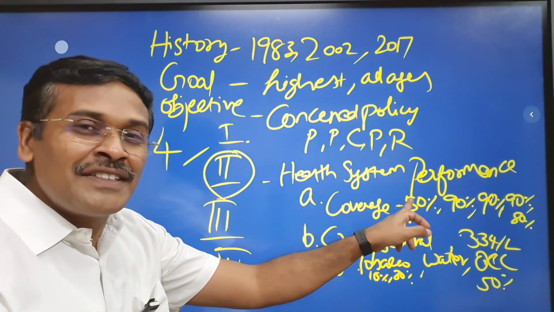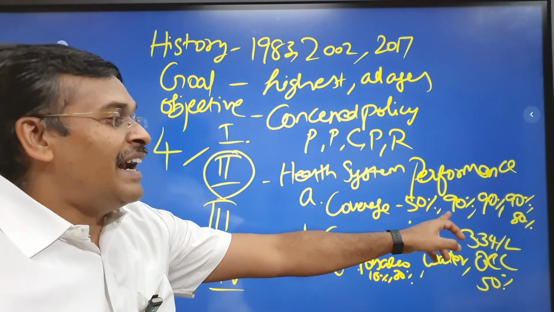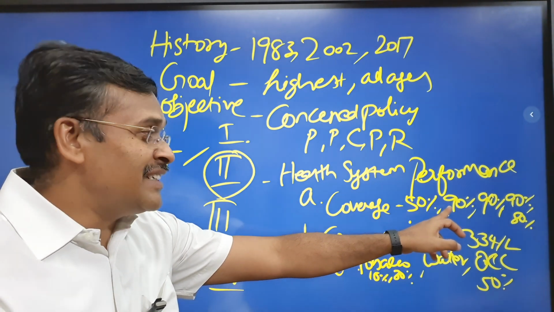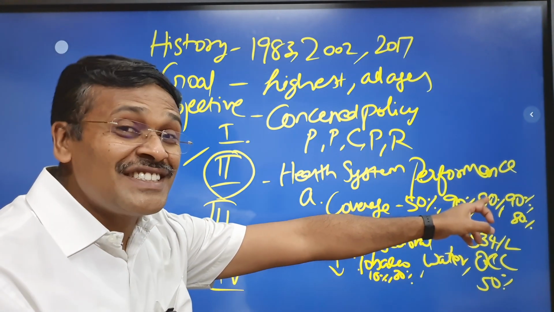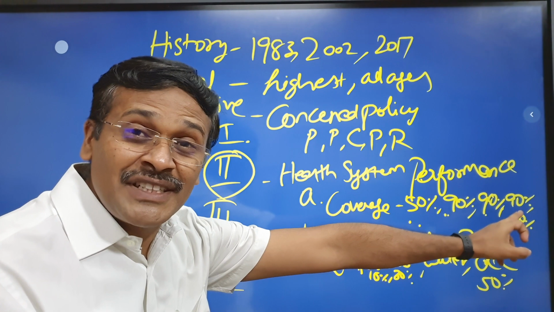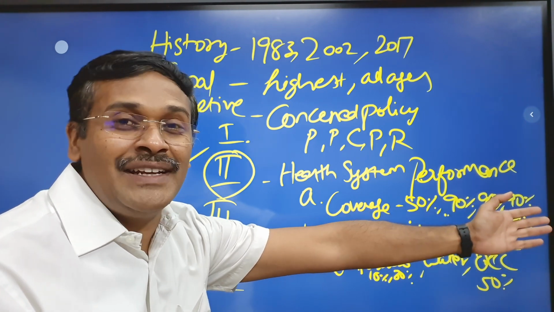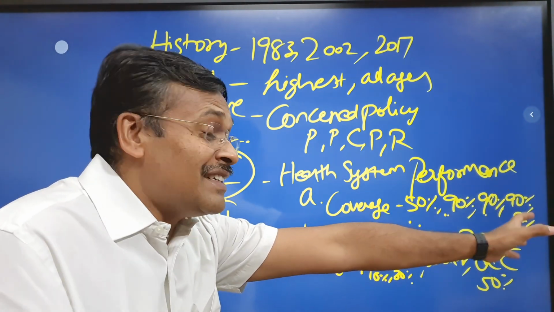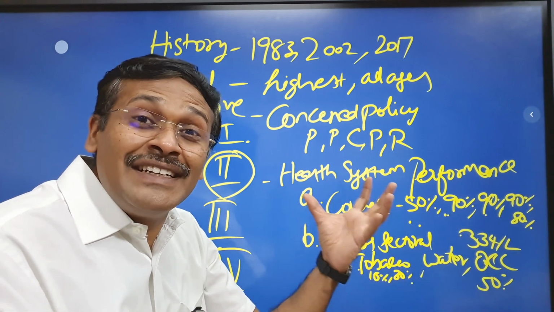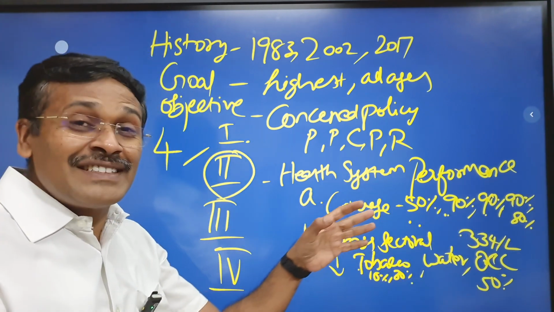Public health facilities should be utilized 50%. Antenatal services, skilled birth attendant 90%. Fully immunized, second 90%. Third 90%, meeting the family planning needs. Last 80%, that is diabetes and hypertension disease control. So that is health system performance.